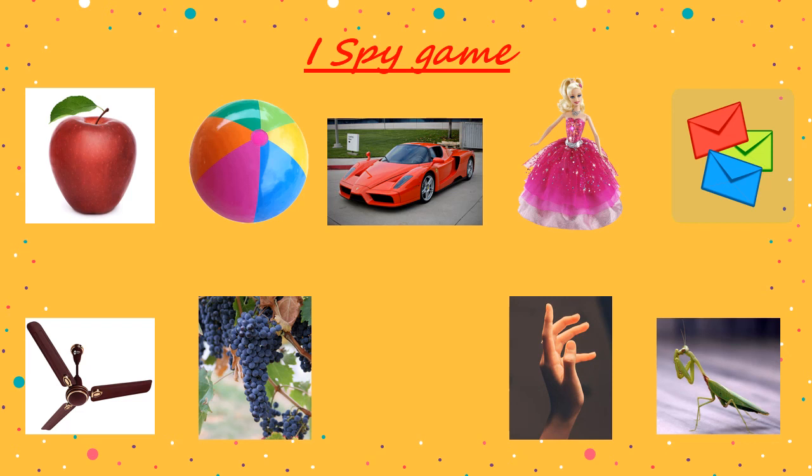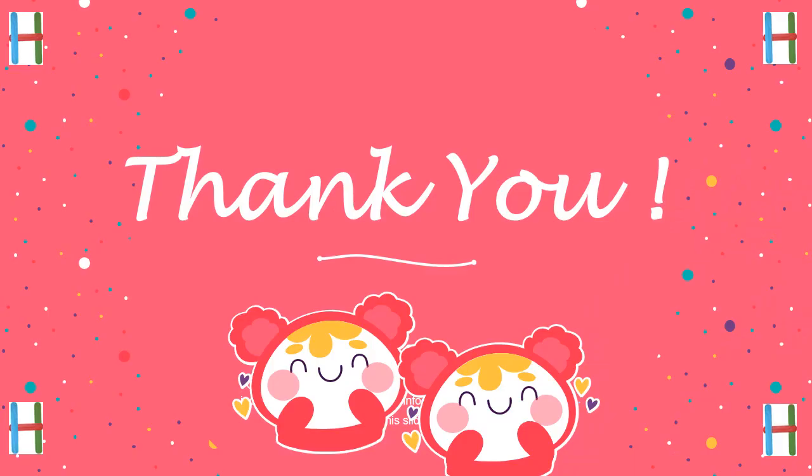Next, I spy with my little eye something that begins with letter I and it's found in open areas around our house, in the garden, and it's green in color. It's an insect. Alright. So, I hope you enjoyed this activity and identify the objects and let me know. Alright. Thank you.